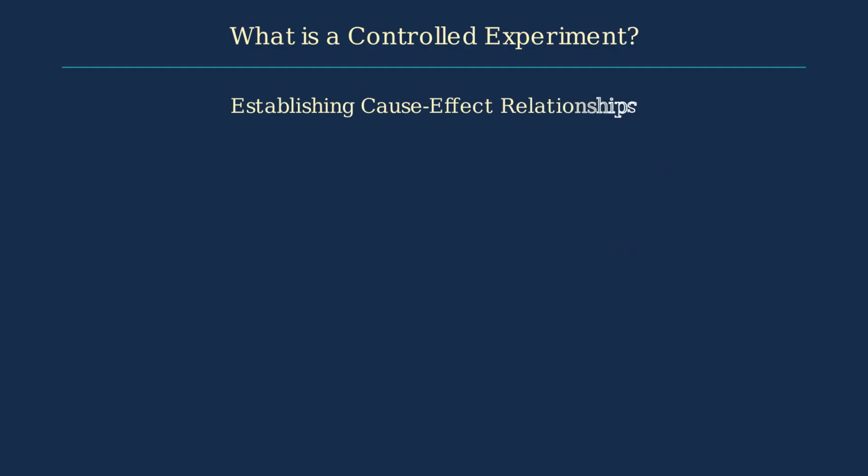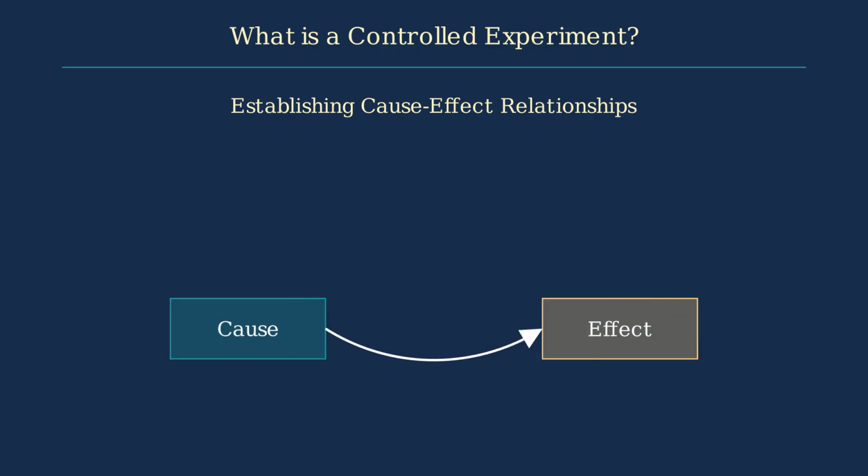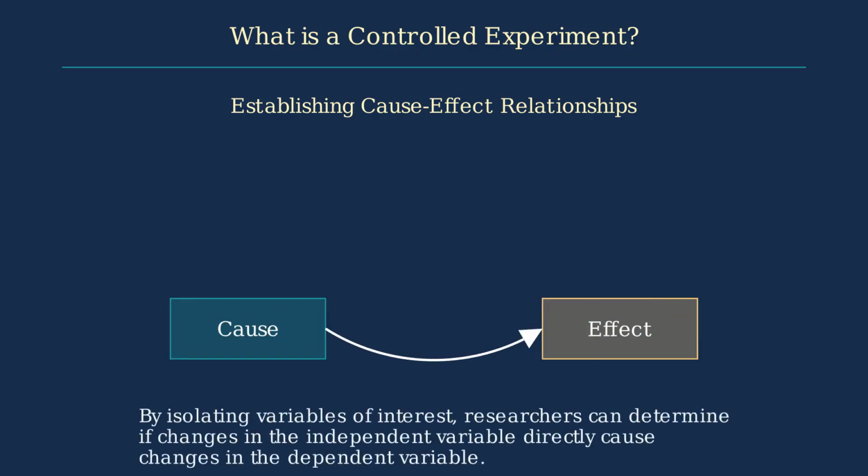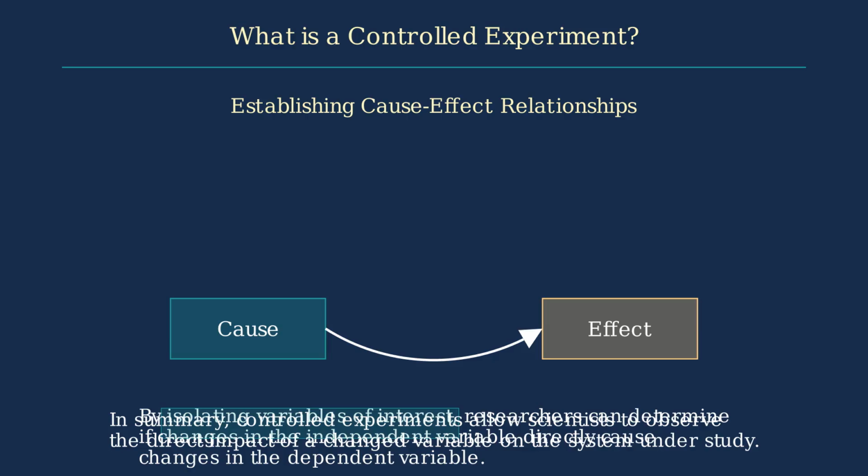Controlled experiments are specifically designed to establish cause and effect relationships. By isolating variables of interest, researchers can determine if changes in the independent variable directly cause changes in the dependent variable. In summary, controlled experiments allow scientists to observe the direct impact of a changed variable on the system under study.